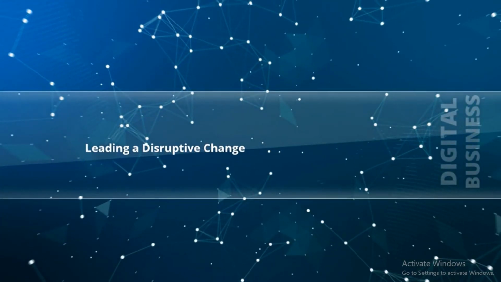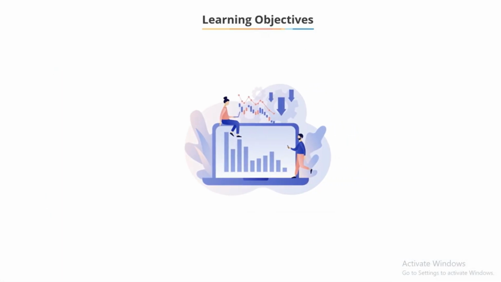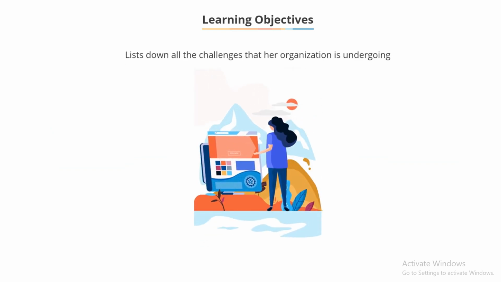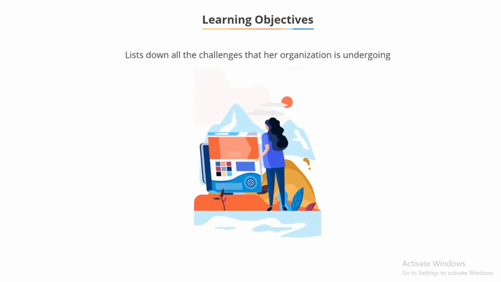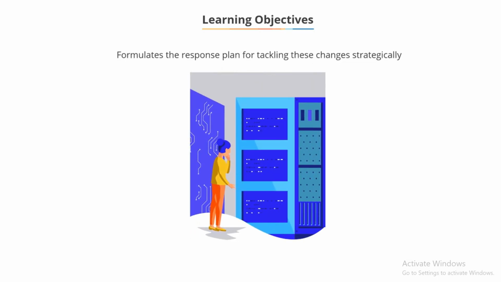This lesson will explore leading a disruptive change effectively. Anna knows that disruptive changes affect an organization tremendously. As a leader, she is more interested in exploring the response to these changes and promoting an organizational culture that can tackle these changes effectively. Anna lists down all the challenges that her organization is undergoing. Now, she starts formulating the response plan for tackling these changes in a strategic manner.